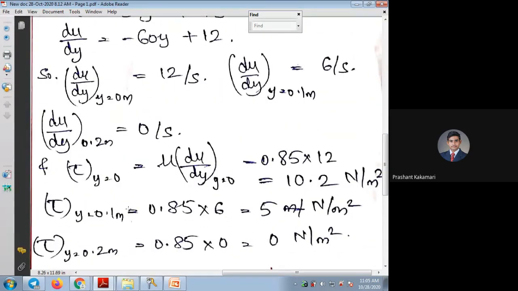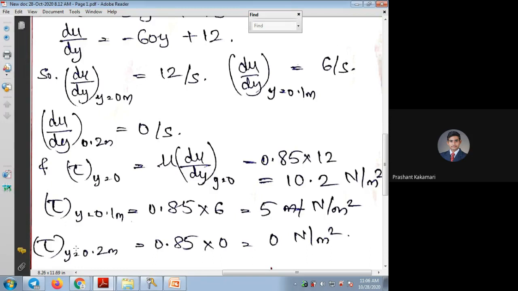Shear stress finding, all of you know earlier: just substitute the given viscosity value 0.85 and du by dy for all three conditions. You can substitute the values and find out the shear stress. So shear stress is maximum at the plate and liquid interface, that is 10.2 Newton per meter square. At 0.1 meter, the shear stress is 5 Newton per meter square. See, it is not exactly half because it is a parabolic profile. If it is a linear profile or some other profile, it may be half.